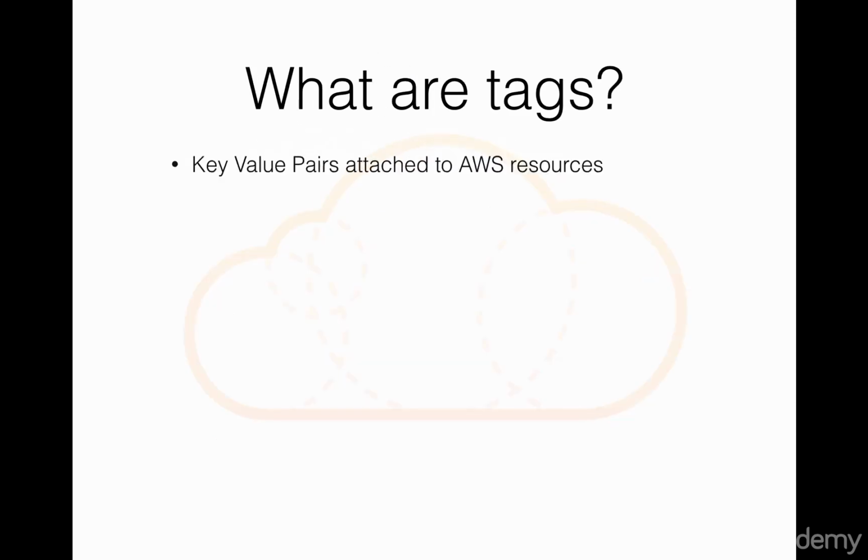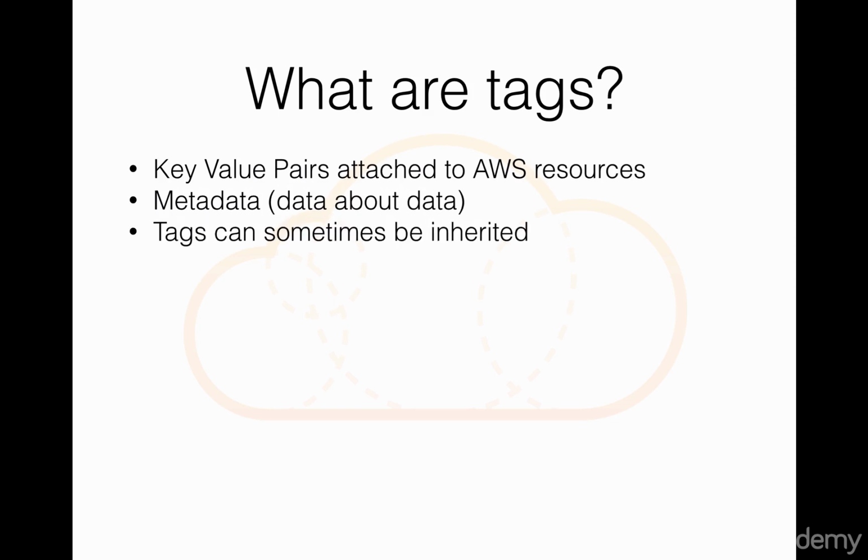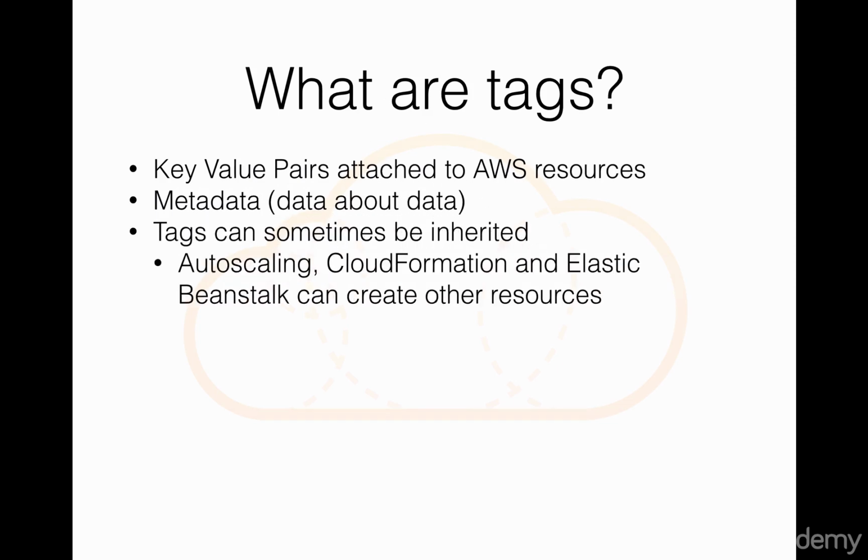So what are tags? Well, I think we all know what tags are, but just in case you don't, tags are key value pairs that are attached to AWS resources. It's metadata, so it's basically data about data. And tags can sometimes be inherited. Think of things like auto-scaling, CloudFormation, Elastic Beanstalk, etc., where these provisioning services can go in and create other resources. They will then tag those resources that they create with their own tags.